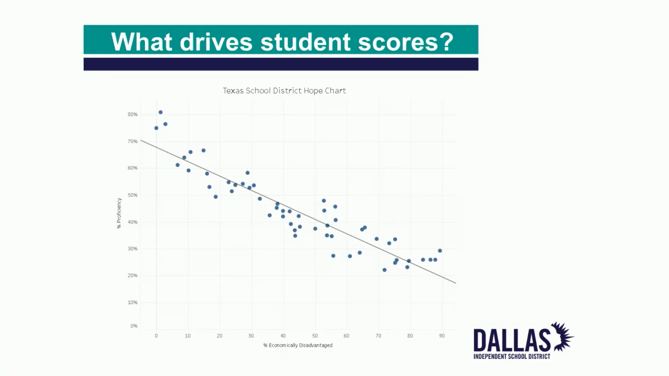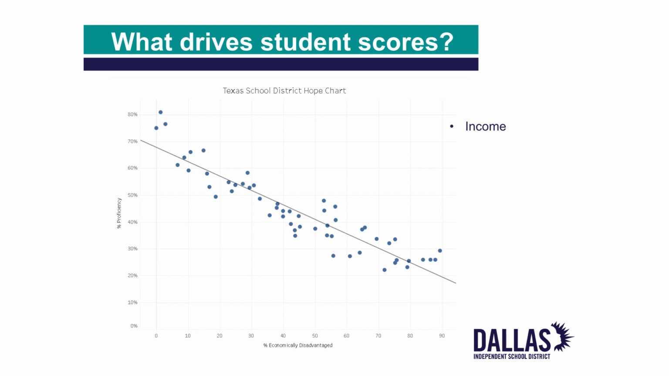If you're talking about how a school district is doing in Texas, you're talking about testing. So this chart right here represents all of the school districts in North Texas. The vertical axis is the percentage of students scoring at the proficient or college-ready level on the state standardized test. And the horizontal axis is the percentage of students within that district that are economically disadvantaged.